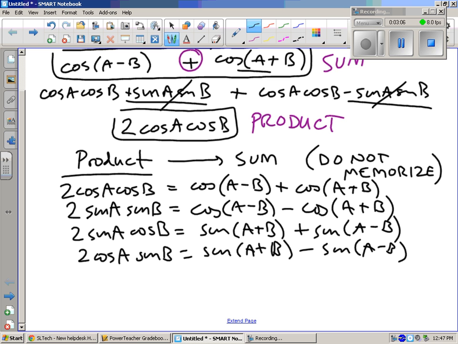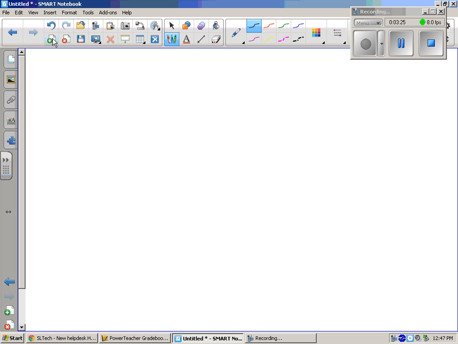What we're going to do for the first problem here is learn to convert from a product into a sum. Knowing what A and B are is very critical because all we're going to do is plug them in there. So it actually makes it quite simple. Let's try one. I want to express cosine of 6x cosine of 2x as a sum.